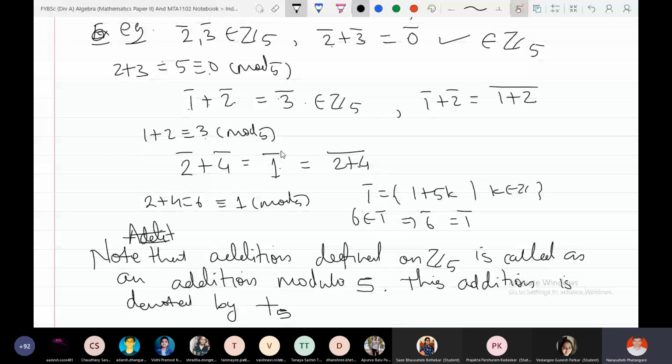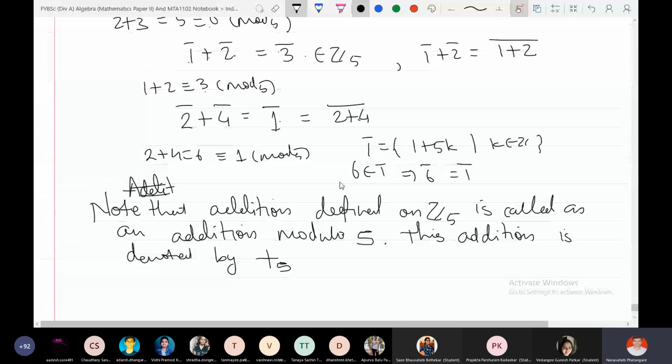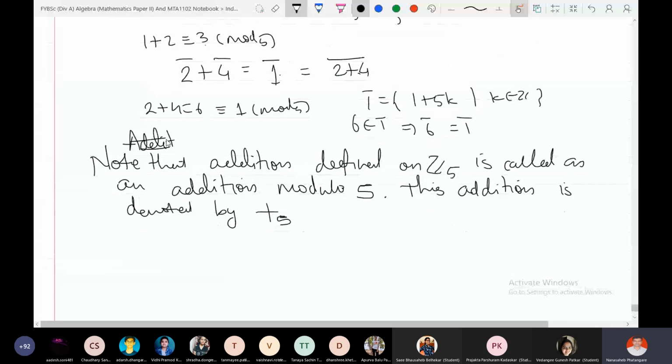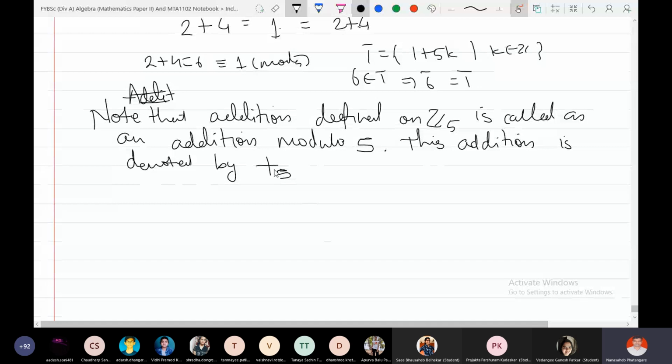Therefore, for simplicity, I am denoting it by 1 bar, which is easy to work out, right? Because 0 bar, 1 bar, 3 bar. Otherwise, you can say 0 bar, 6 bar, then 12 bar, but that is not convenient to observe or work out. So you just denote it by these numbers. Anyway, this addition is called addition modulo 5, and we denote it by plus with suffix 5. Right, this is a notation because we are adding modulo 5.